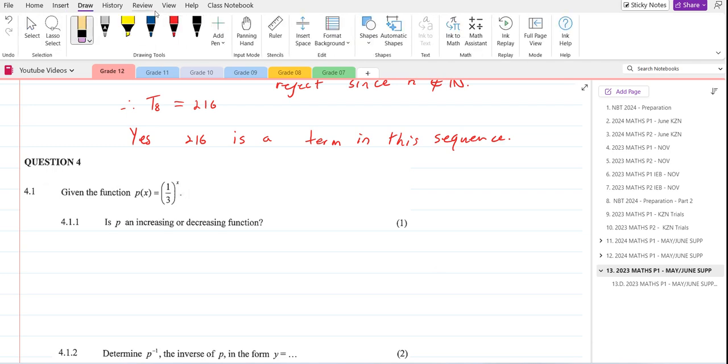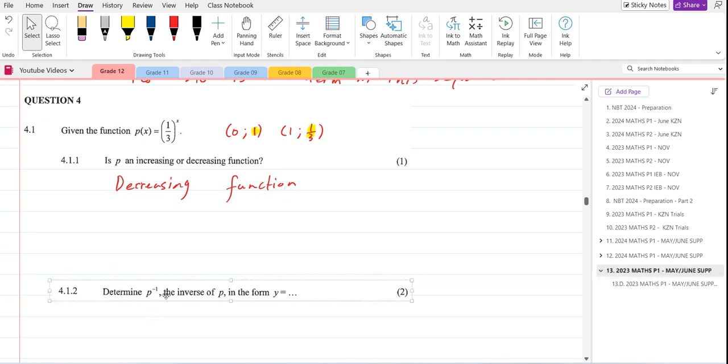So this is how you figure it out, right? Remember, an x value of 0 gives me 1. An x value of 1 gives me 1/3. So clearly we can see that when it is 0, it is 1. When we increase the value from 0 to 1, it became 1/3. So it is a decreasing function. So we know that 1/3 to the power x is a decreasing function.